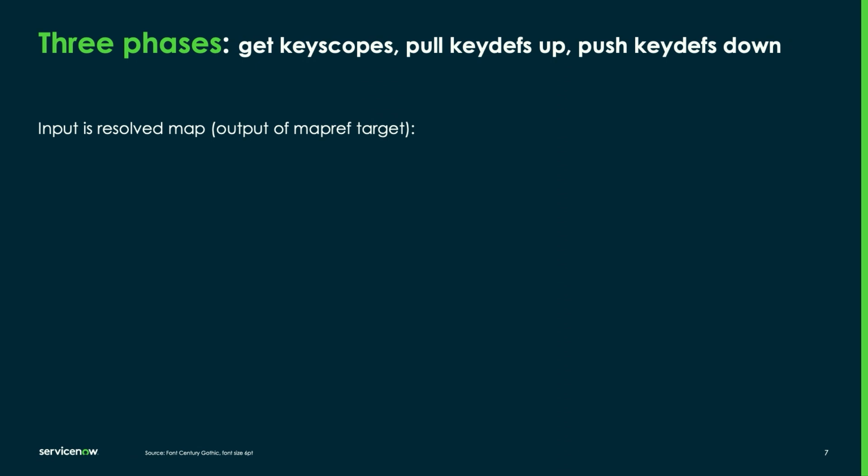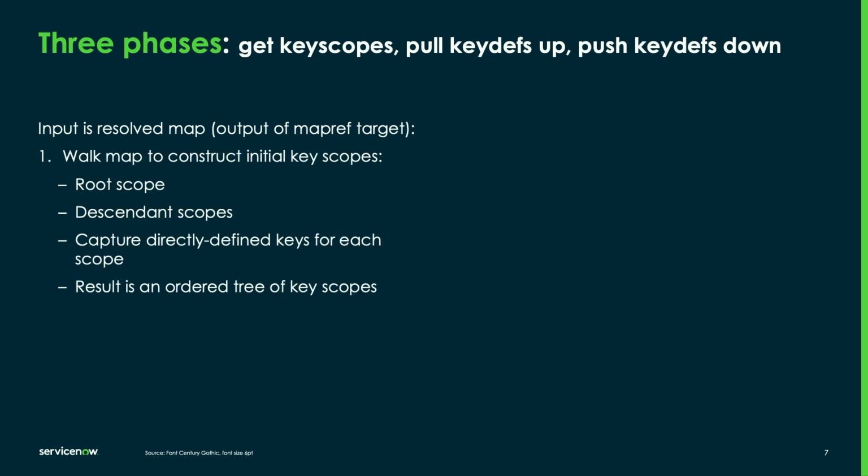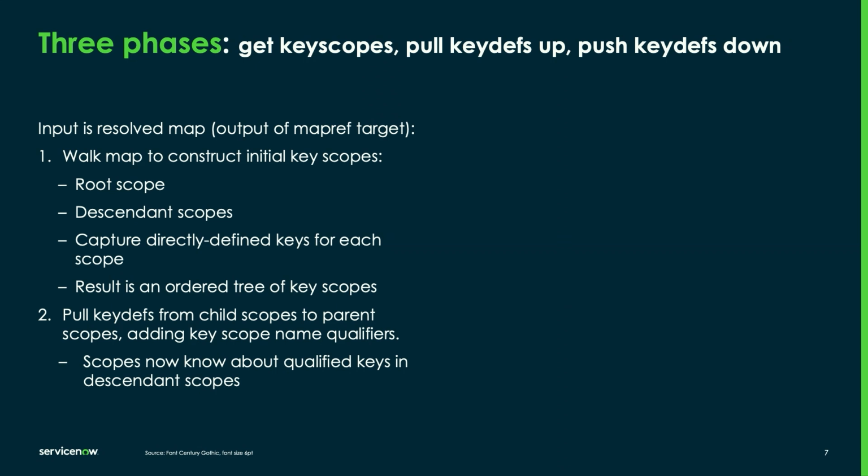All right. So the input is your resolved map, right? You pull all the submaps together. Now you've got a single map with everything in it. All right. So you walk the map to construct the initial key scopes. You pull the key defs up. And as you pull those key defs up, you add the scope names to those key definitions. So your subscopes, those keys get added to the parent scopes with the key names. So now your scopes know about the scope qualified keys underneath them.